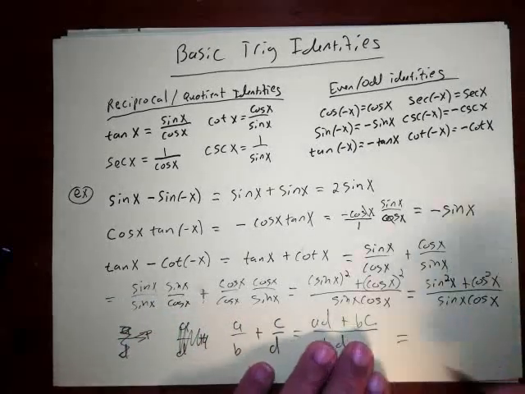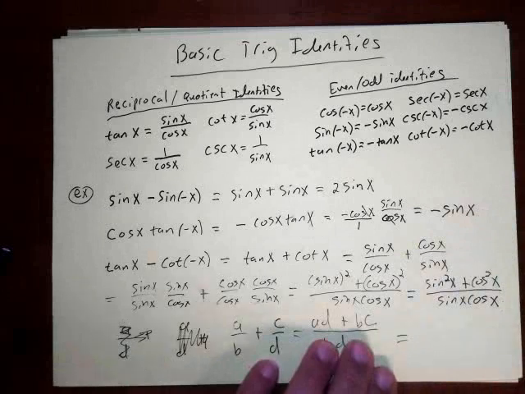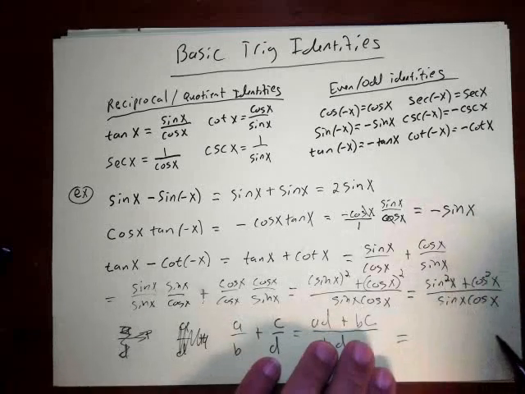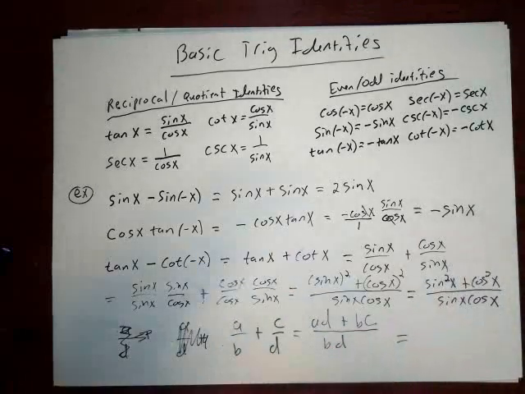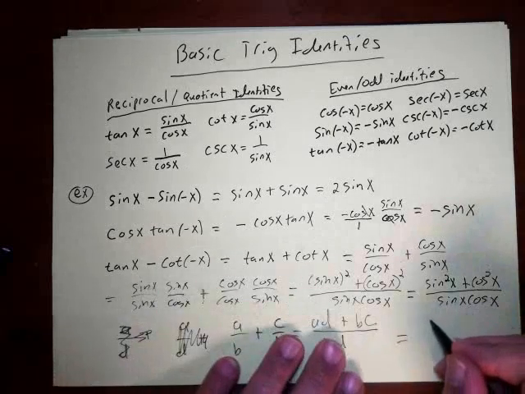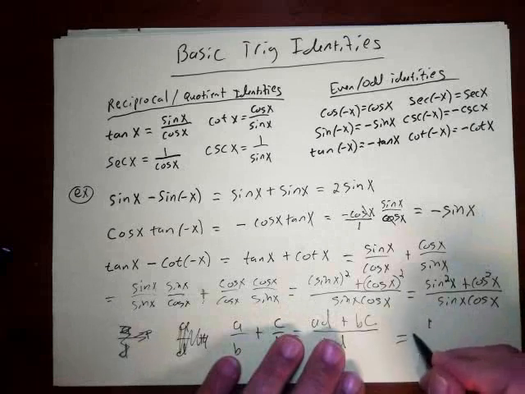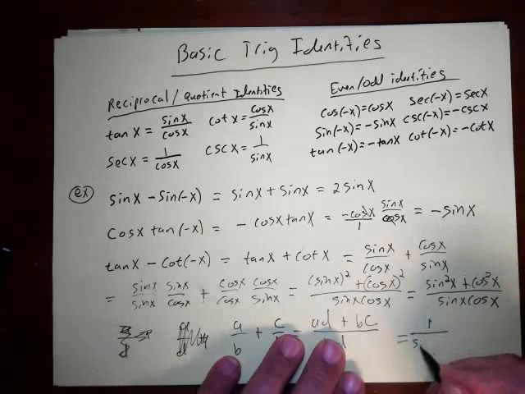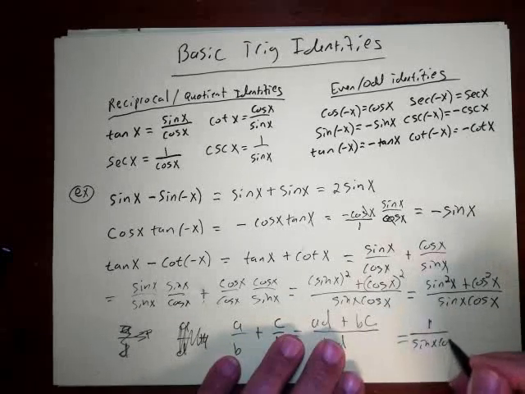Now, something we don't know yet, but it's the next thing we're going to learn, is that whenever you have a sine squared x plus a cosine squared x together, that is the Pythagorean identity, and sine squared x plus cosine squared x is just equal to 1. So I could rewrite this as 1 over sine x times cosine x.